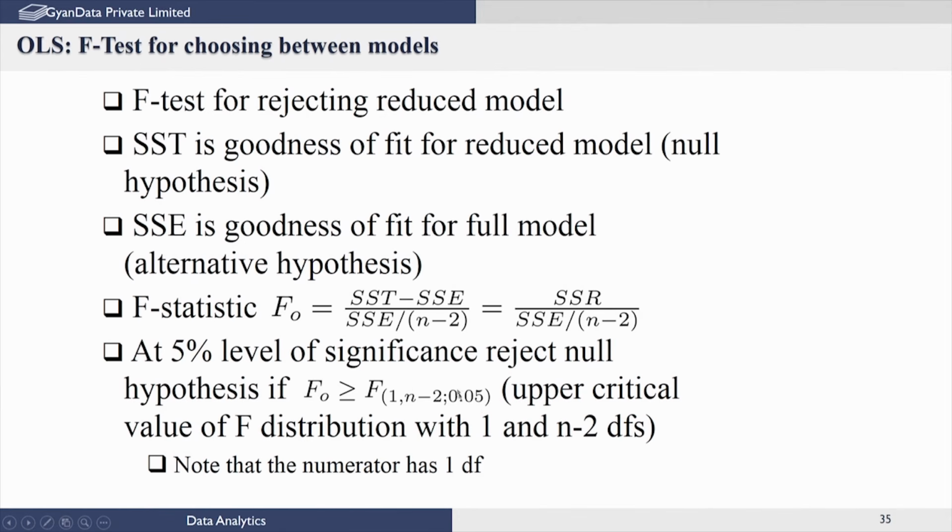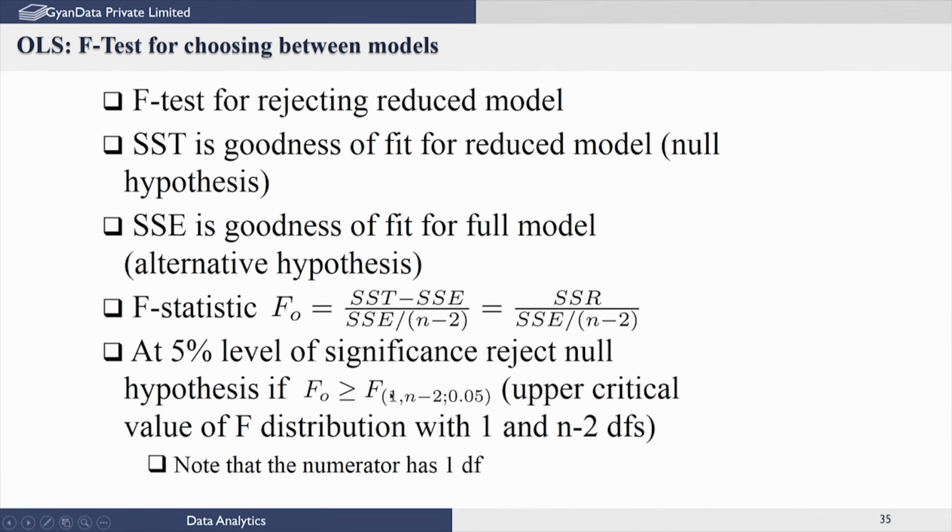So, once we get this threshold from the F distribution, if the statistic exceeds the threshold, then we will reject the null hypothesis and say the full model is better than the reduced model. We reject the reduced model in favor of the full model. The slope parameter is worth including in the model, we will get a better fit. That is how we conclude.